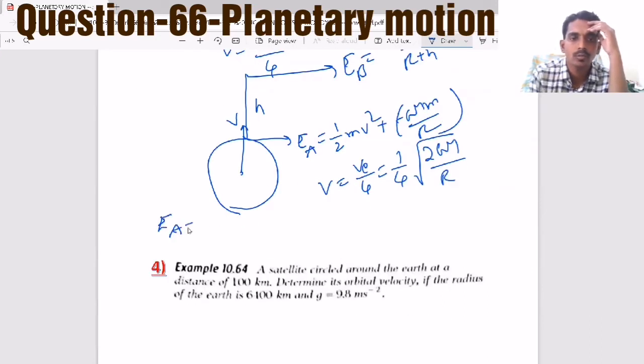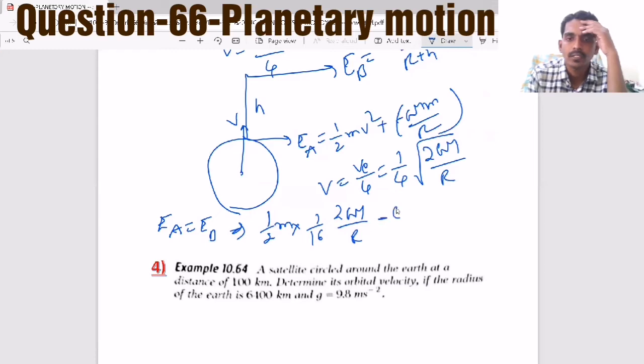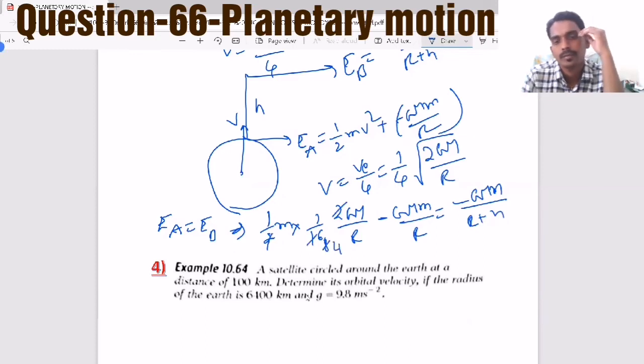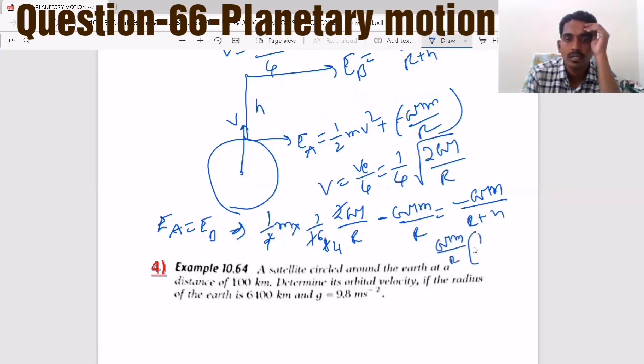So E_A should be equal to E_B. E_A means half m v square, that is 1 by 16 times 2GM by r, minus GMm by r, should be equal to the final energy, which is minus GMm by (r plus h). Now if you take GMm by r common, 1 by 4 minus 1 equals minus GMm by (r plus h).